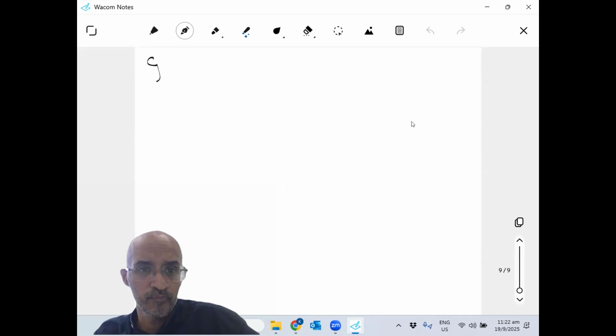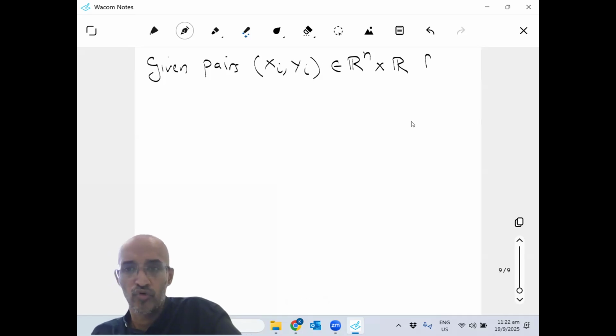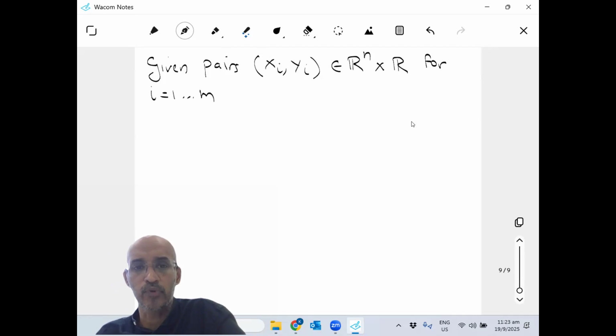So suppose I give you a regression problem. So given pairs xi, yi, now xi and yi are not going to be decision variables. So what are xi and yi? xi is a vector, let's say in Rn, and yi is in R, for i going from 1 up to M.